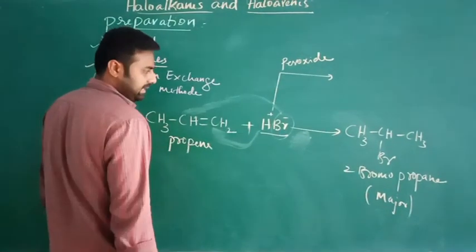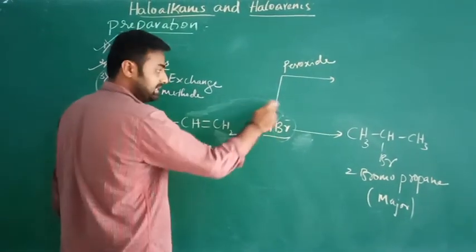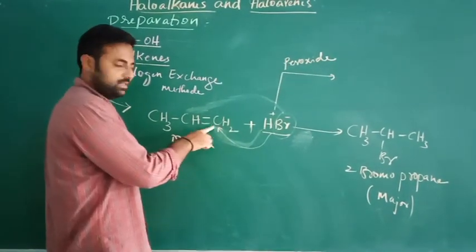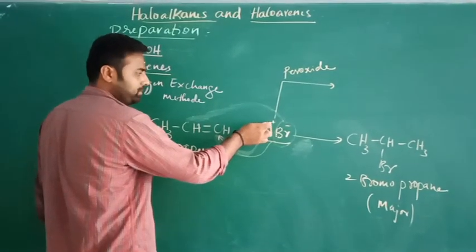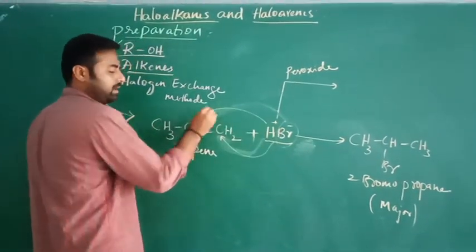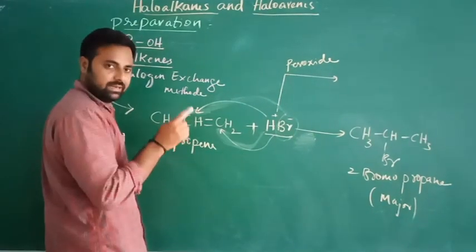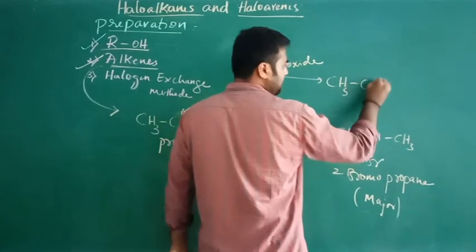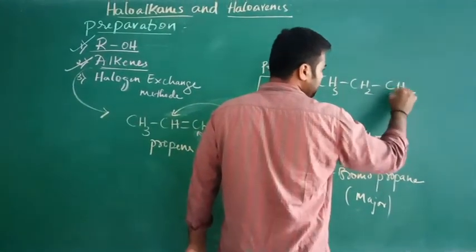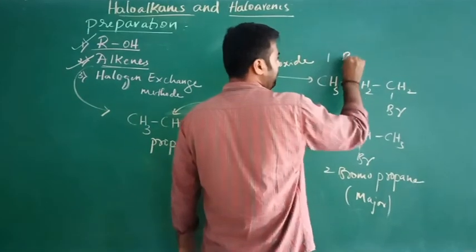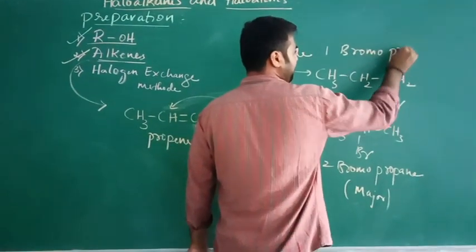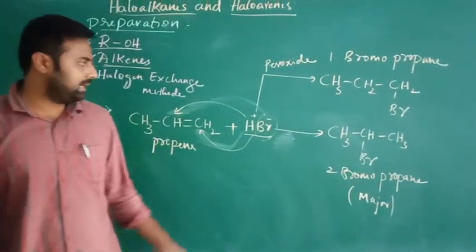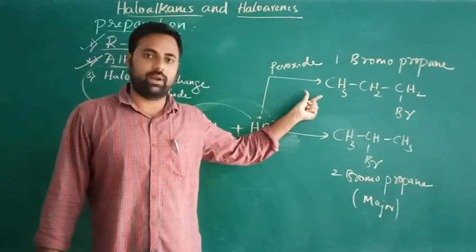In the presence of peroxide catalyst, the negative part of this reagent will attack the doubly bonded carbon which has more hydrogen atoms, and the positive part of this reagent will attack the carbon which has the least number of hydrogen atoms. That will give this product, CH3CH2CH2Br, which is 1-bromopropane. The name of this compound is 1-bromopropane, and this is the anti-Markovnikov product.